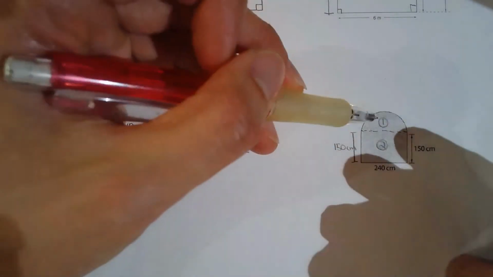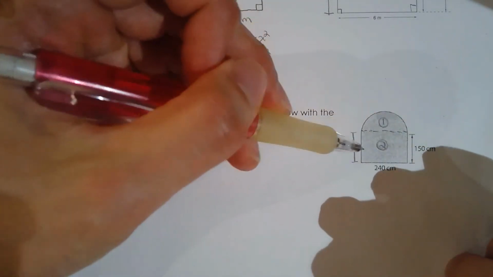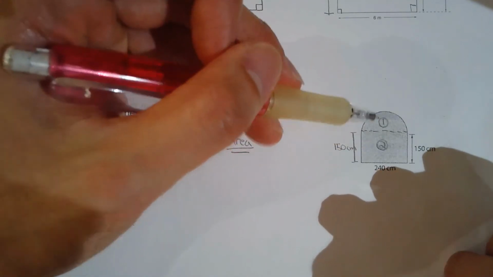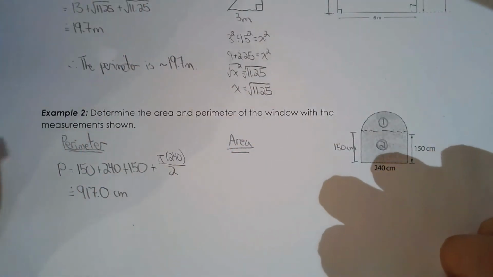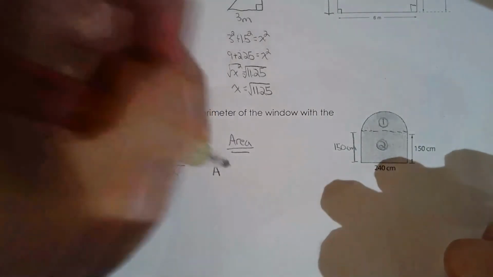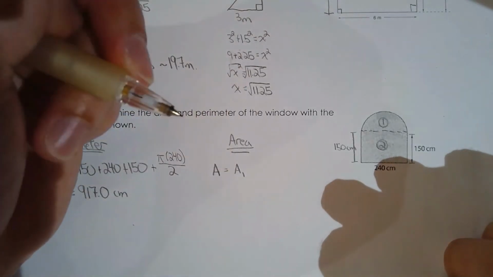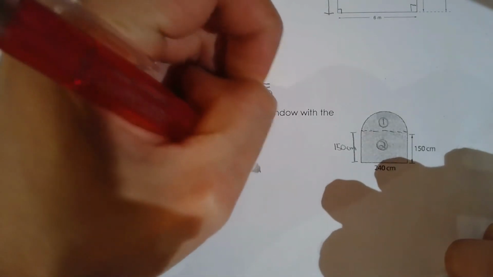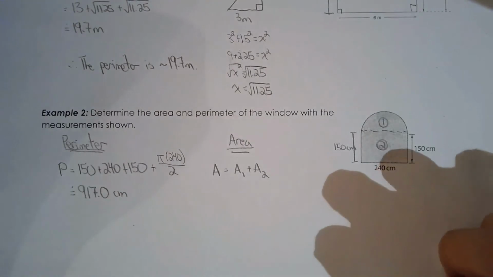So if I find the area of the semicircle and I find the area of my rectangle and I add them together, guess what? I have the area of my composite shape. So let's write that down. The area of the composite shape is equal to the area of the first figure, which is our semicircle, plus the area of our second shape, the rectangle.